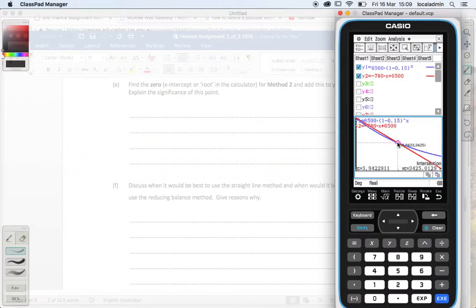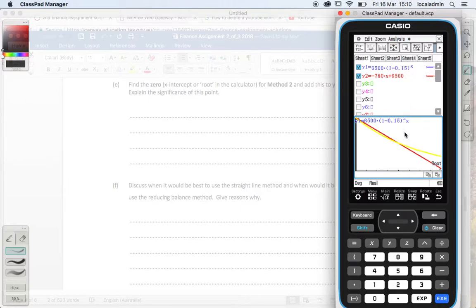Okay, so right now we found the intersection, and now let's find the root. I believe it's American, they call it root, which is the same as the x-intercept. So you know about the y-intercept, and the y-intercept is at 6,500. That's the beginning value of our computer equipment. So there it is, root.